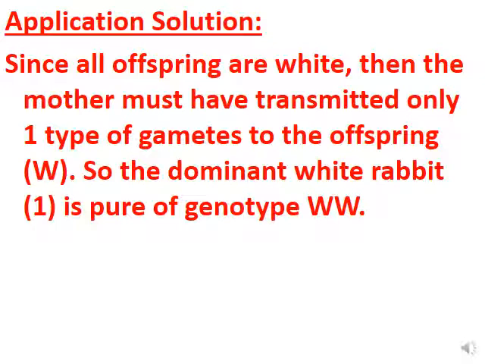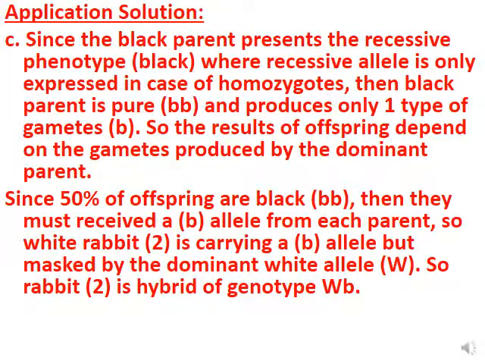So the dominant parent gives only one type of gamete, which is W. They give only one type. So they should be what? They should be pure of genotype, W capital, W capital. Moving to part C. Since the black parent presents the recessive and it should be expressed only in homozygous, the black is pure and produces only one gamete, B small. The results depend on the gametes produced by the dominant parent.